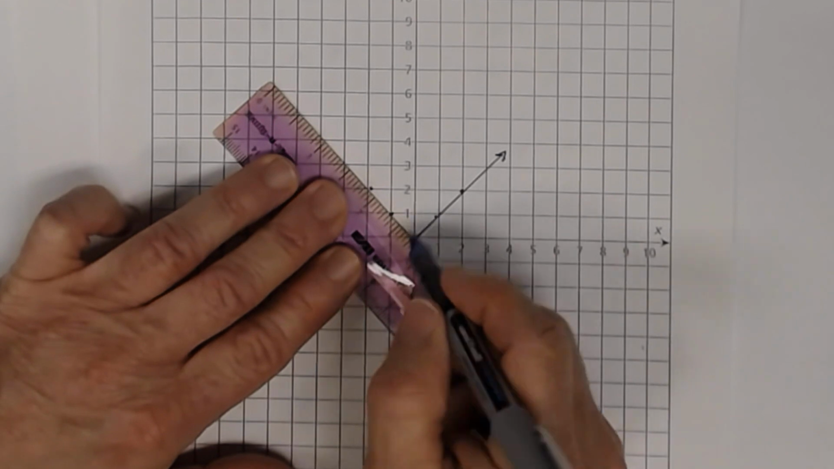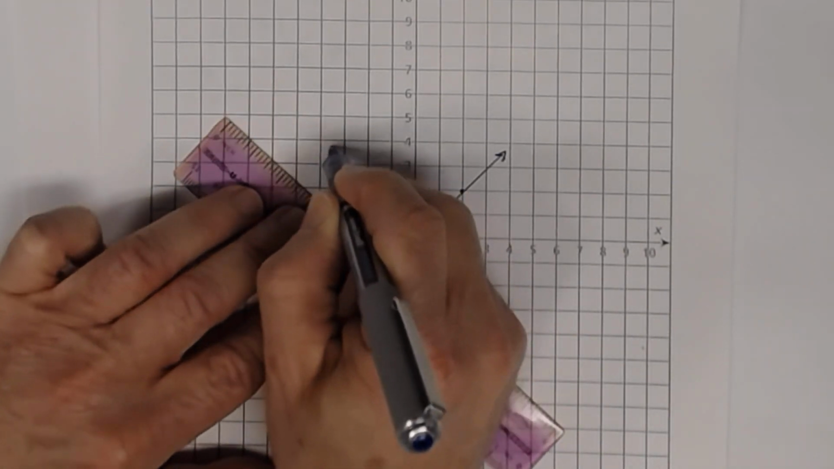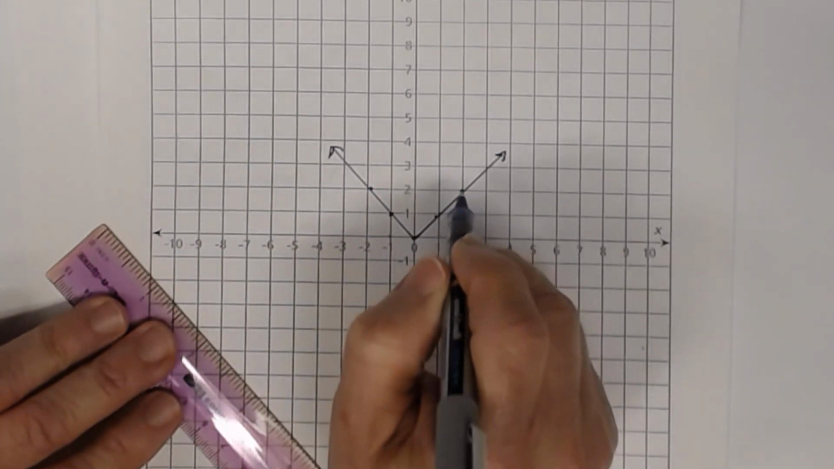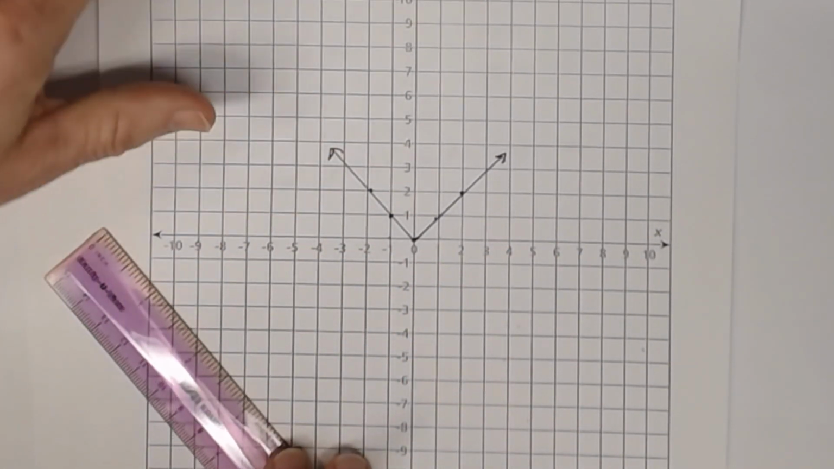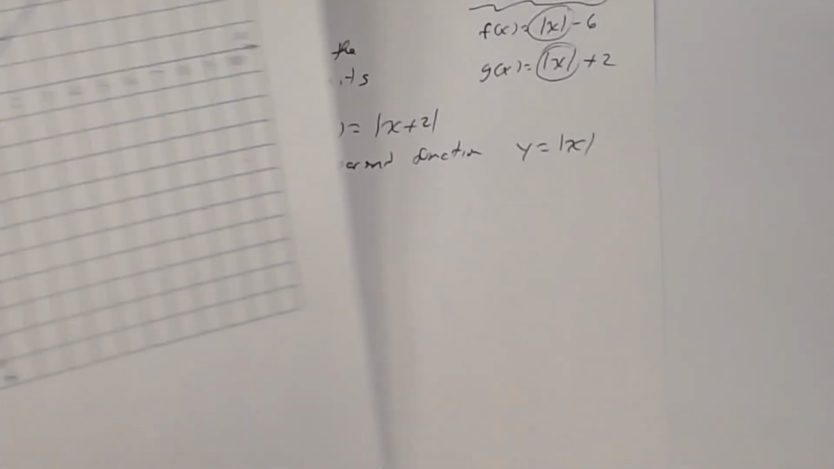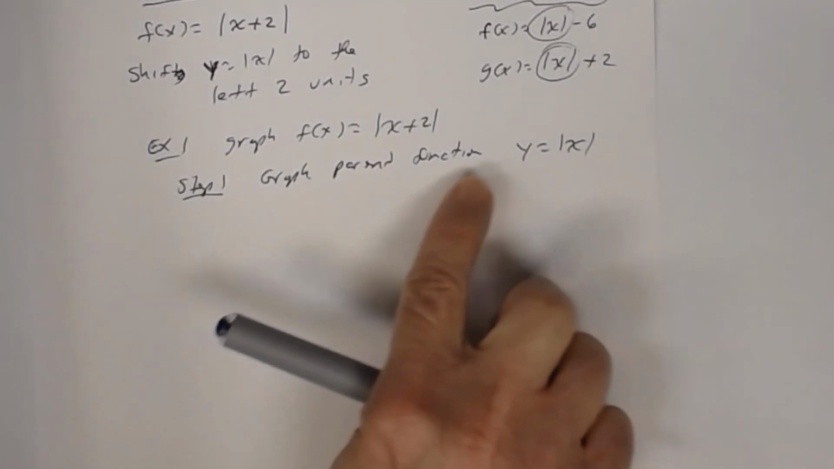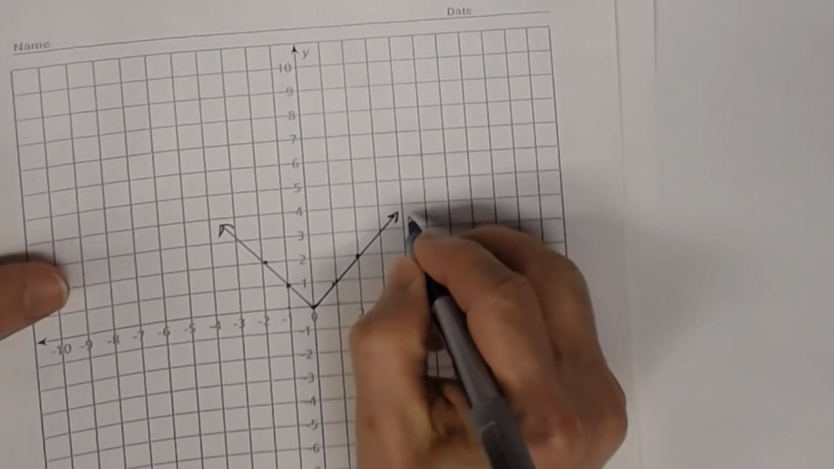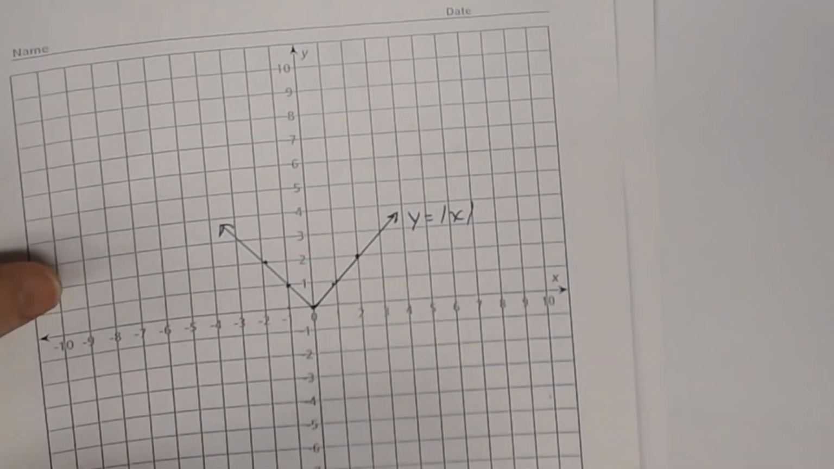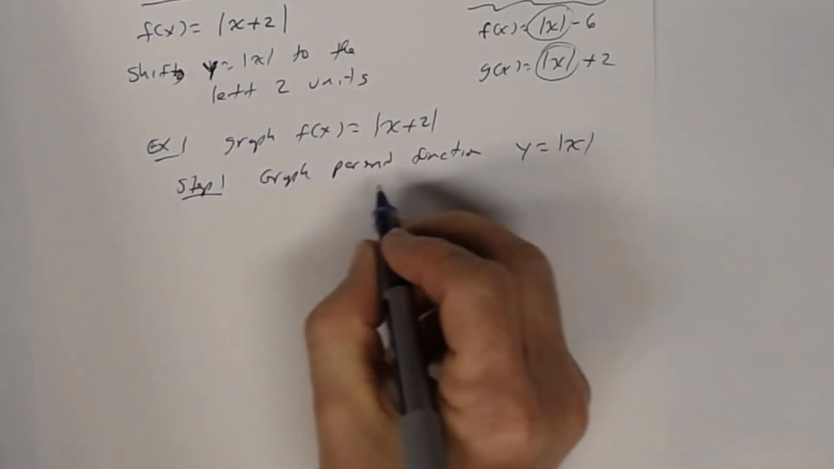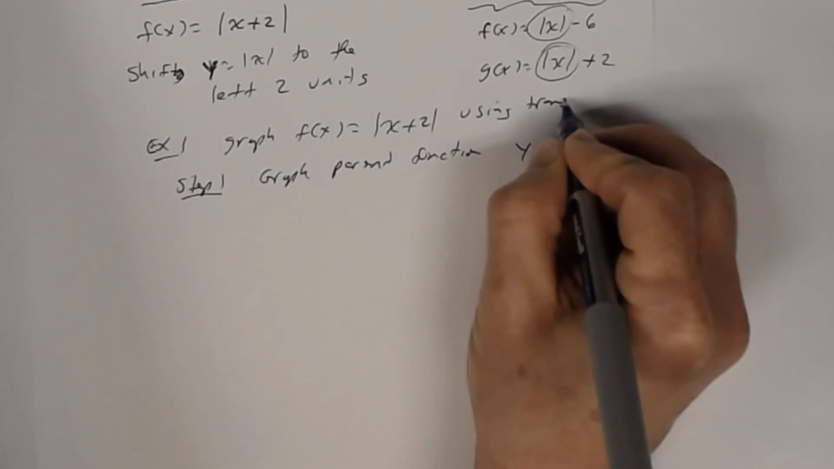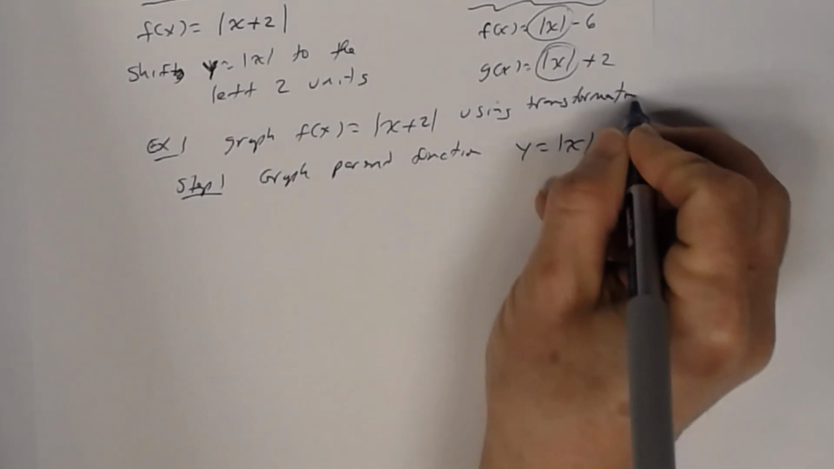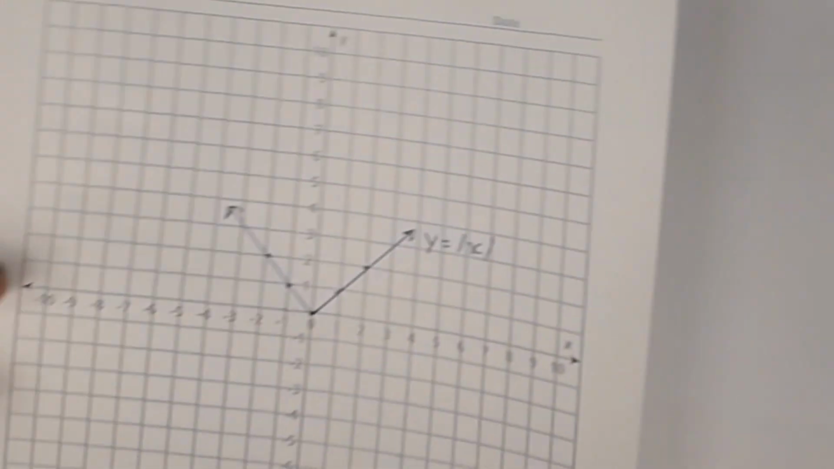Now, notice what I'm doing. I am indicating what this is the graph of. This right here is the graph of my parent function, which is y equals absolute value of x. But remember, you want to graph this using transformations, so you're going to do one thing at a time.